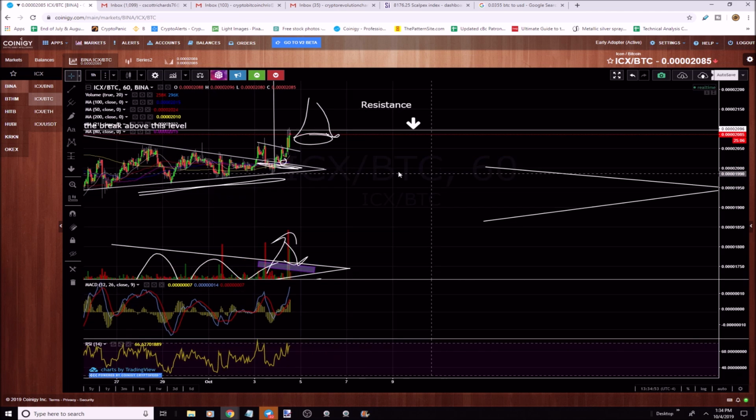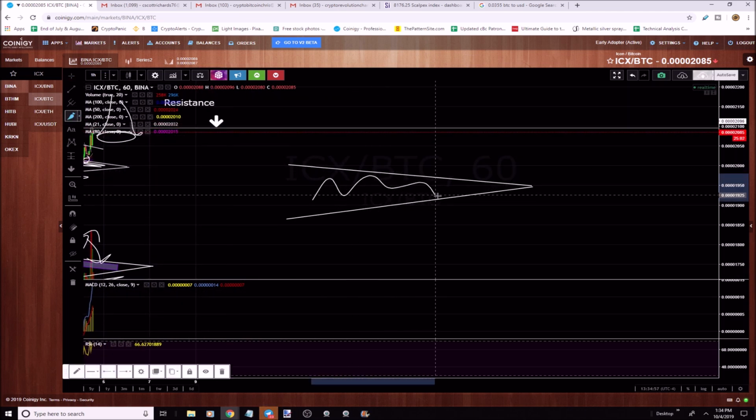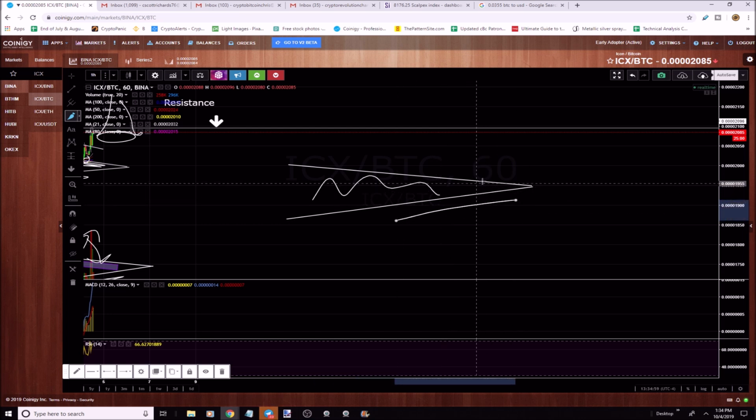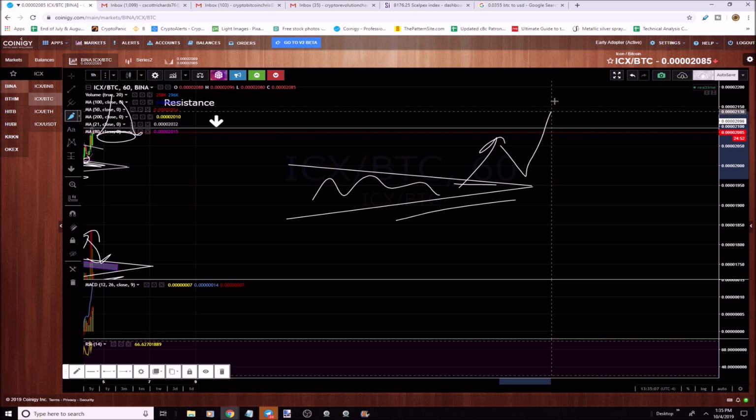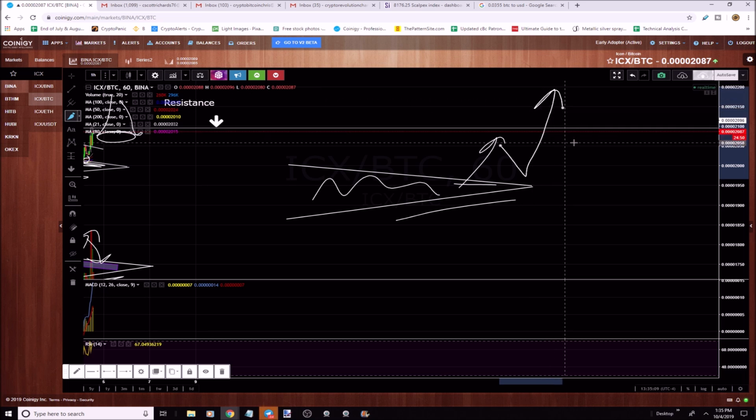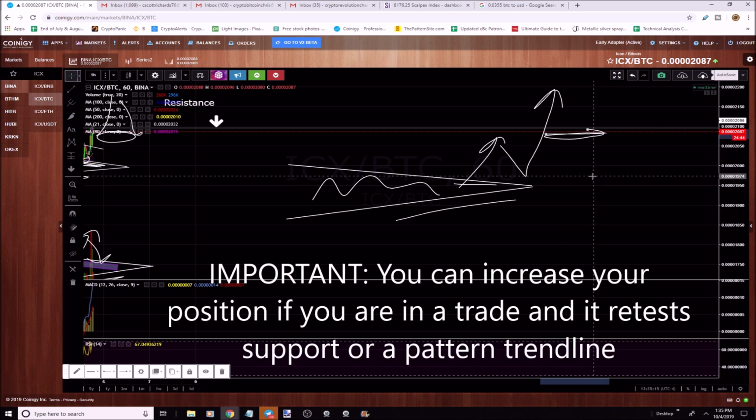Okay, so one more time, the price action inside the triangle, stop loss here. After it breaks out, you move your stop loss inside the pattern. Let's say it retests and bounces up here, and then it breaks out above this resistance, then you move your stop loss here. So remember, you can do this as you keep going up.